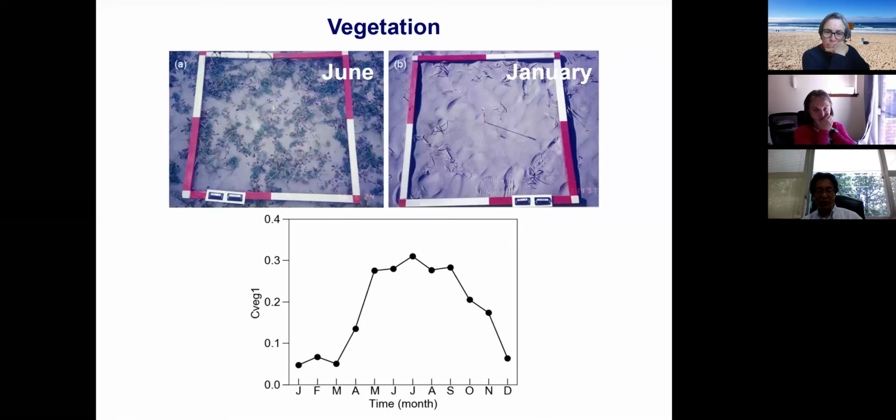As for the vegetation, the vegetation grows in summer as shown in the left upper photo, but disappears in winter, like this photo. And the lower panel of this slide shows the monthly average ratios of the bare area and vegetation area. The vegetation grows from May to September, but disappears from December to March.